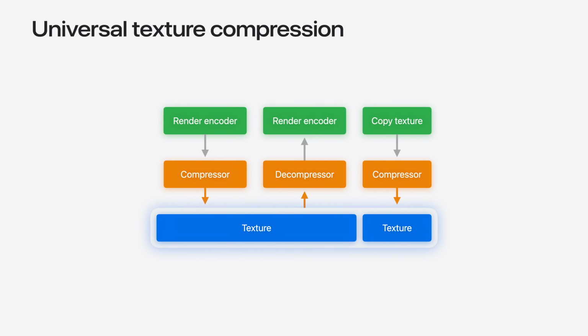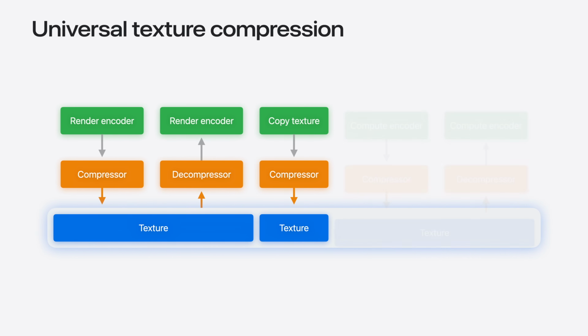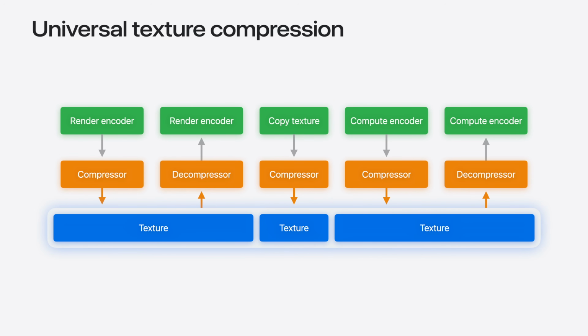With universal texture compression on M5, you get automatic bandwidth savings on texture reads and writes in render and blit encoders. And for the first time, it works for compute, so that you can have both the flexibility of compute and the power and performance benefits of texture compression. This builds on Apple Silicon's existing texture compression. Here's how it worked before M5.